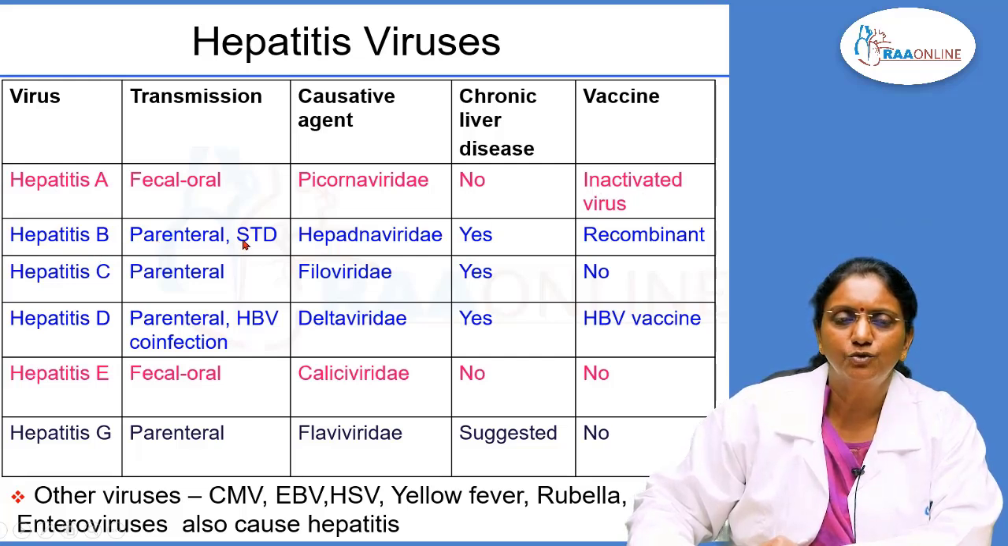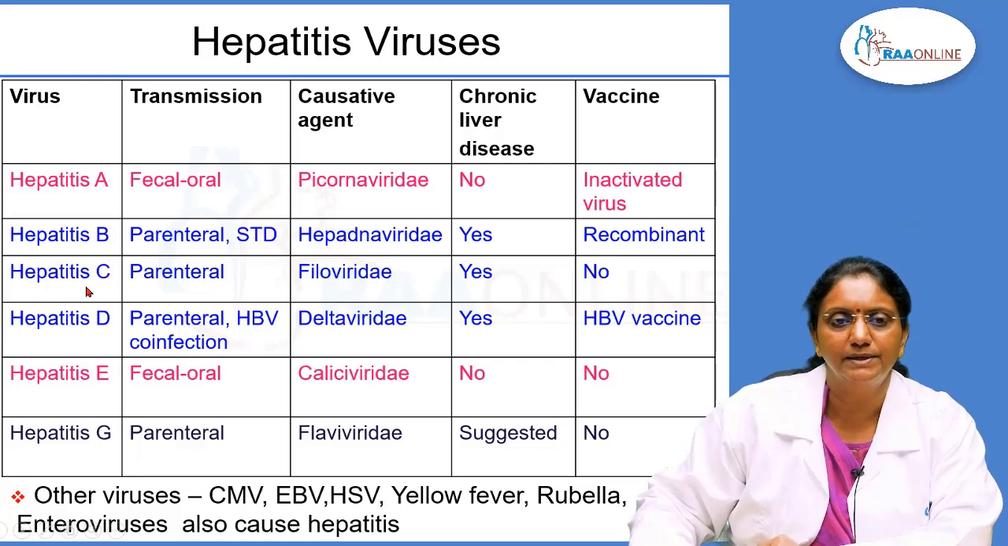Hepatitis B spreads through the parenteral route. It's also a sexually transmitted disease, and it can also spread from the mother to the baby through the placenta. The causative agent, hepatitis B virus, belongs to the family Hepadnaviridae, Hepa DNA viridae. So this is a DNA virus, and it has the property of being able to cause chronic liver disease leading on to liver cirrhosis, and then it can also lead to hepatocellular carcinoma. Of course, the hepatitis B vaccine is available.